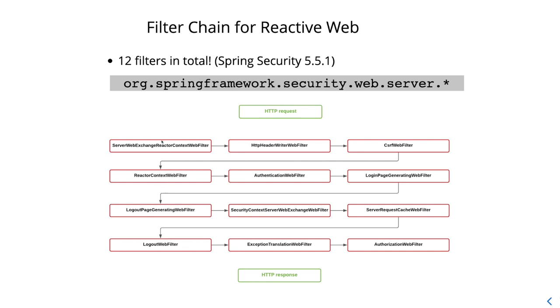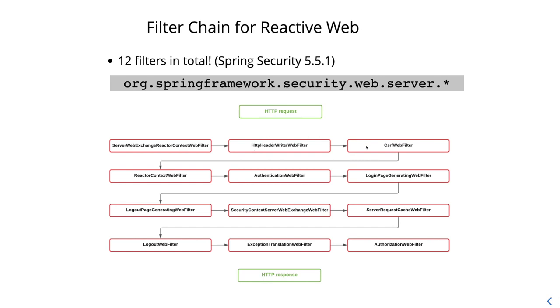This very first filter establishes what is called a web exchange as a contract for request-response interaction. This enables the entire mechanism for inspecting the request and modification of the response before it's returned to the client. The next filter writes response headers before the response is committed.